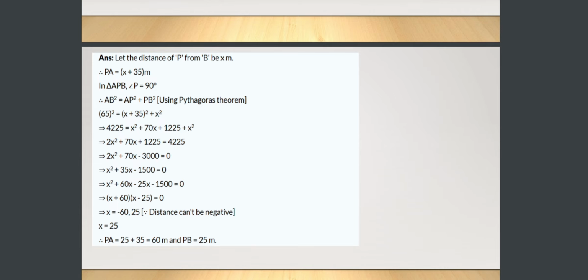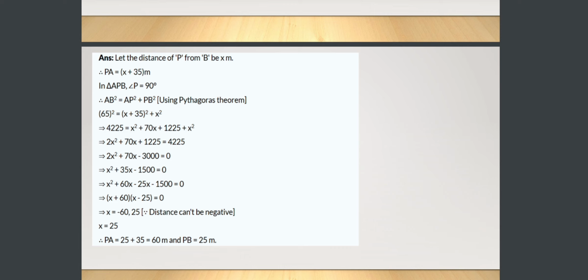Then 65 square, AB square plus AB square equals PB square. I have already told this line. 65 square equals x plus 35 whole square. Why x plus 35? Because we have supposed the value of PB is x. Okay. So x plus 35 whole square equals x square. And the final quadratic equation you will get is x square plus 35x minus 1500 equals 0.